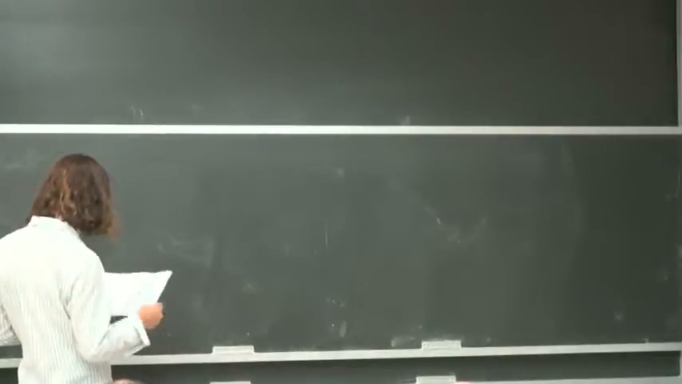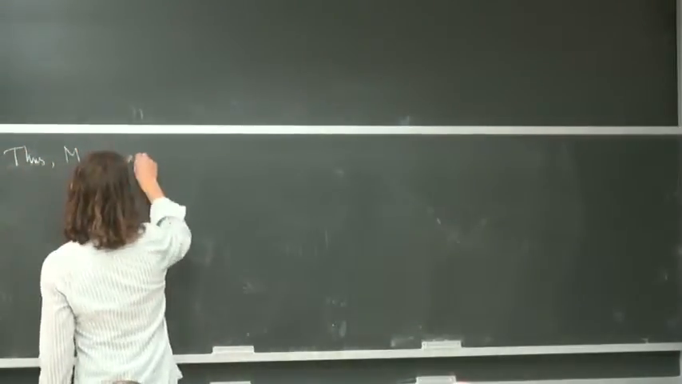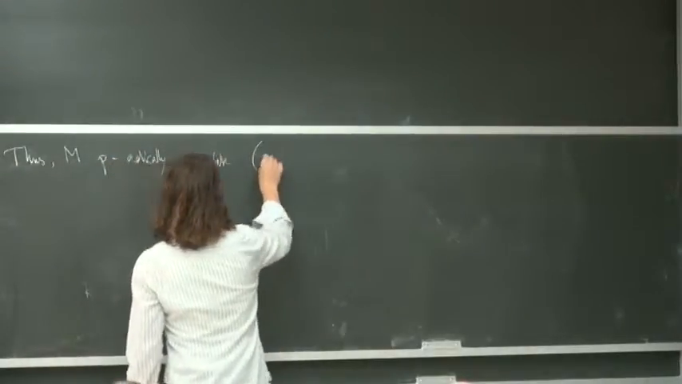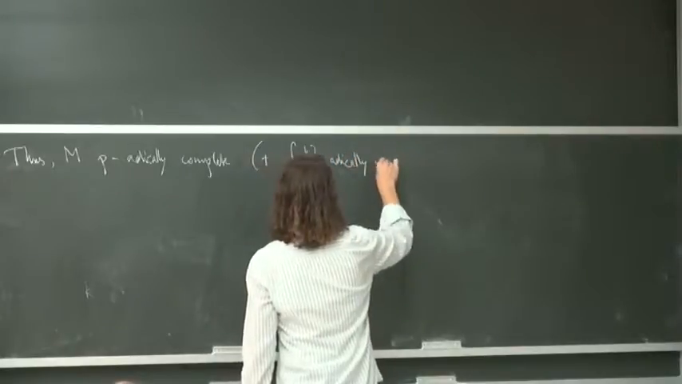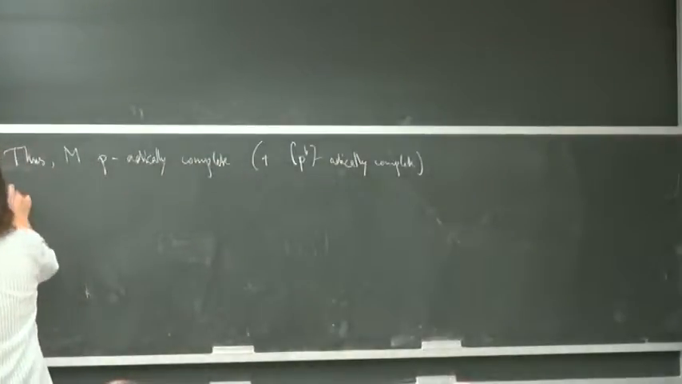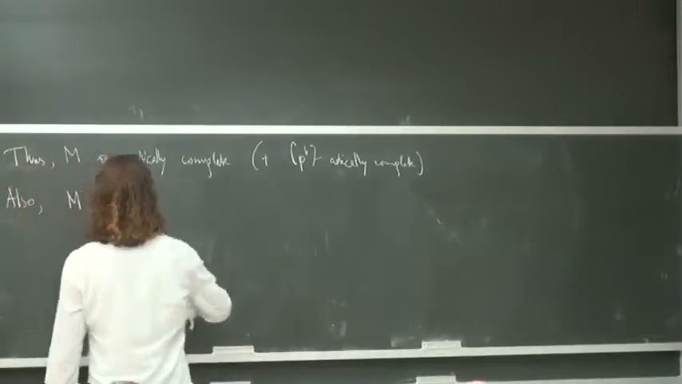Okay, so finally we see that this guy is open and bounded in all of these guys. And so thus M is p-adically complete. And if you want, it's also pi-flat adic, and thus also complete for the composite. Also, M, which is contained in M1, is p-torsion free.